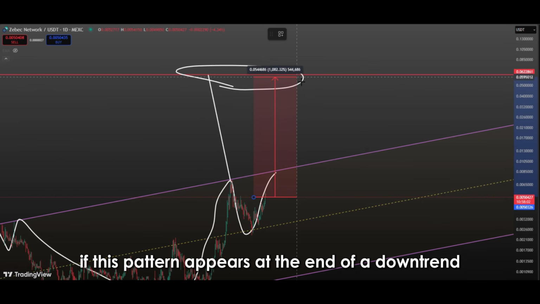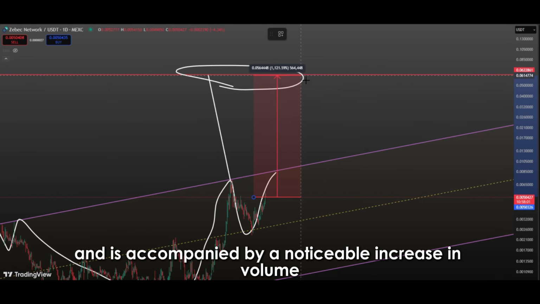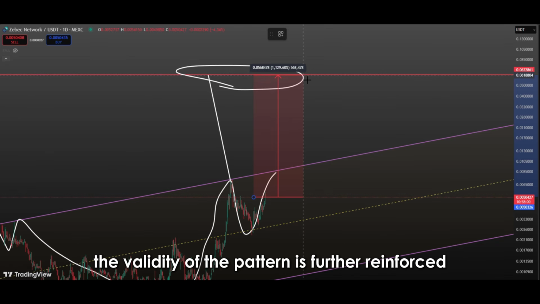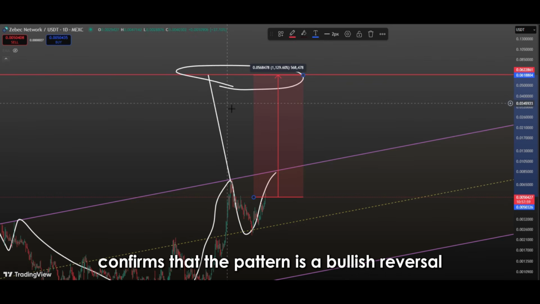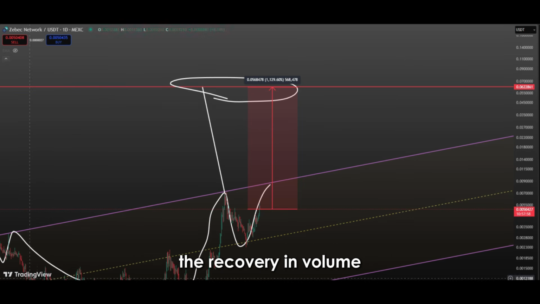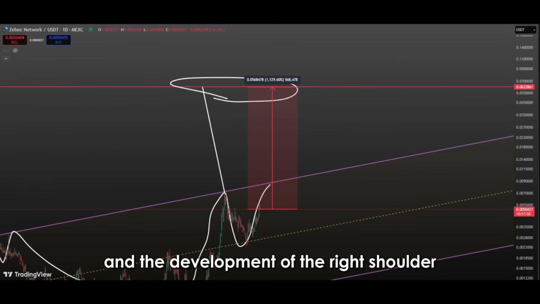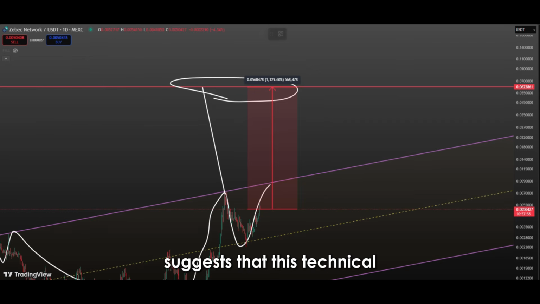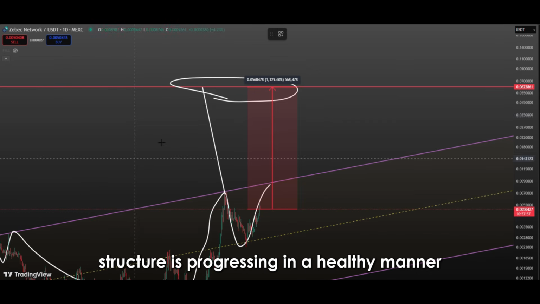If this pattern appears at the end of a downtrend and is accompanied by a noticeable increase in volume during the neckline breakout, the validity of the pattern is further reinforced. An increase in volume confirms that the pattern is a bullish reversal. Observing current price movements, the recovery in volume and the development of the right shoulder suggest that this technical structure is progressing in a healthy manner.